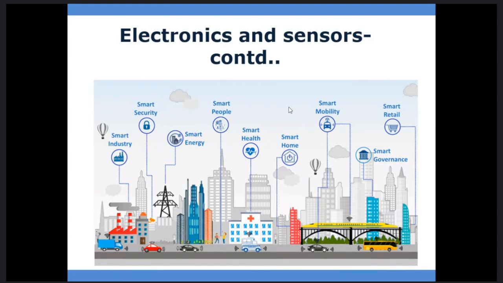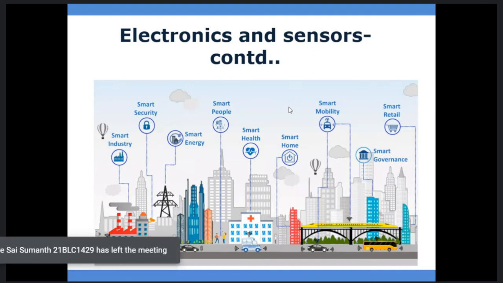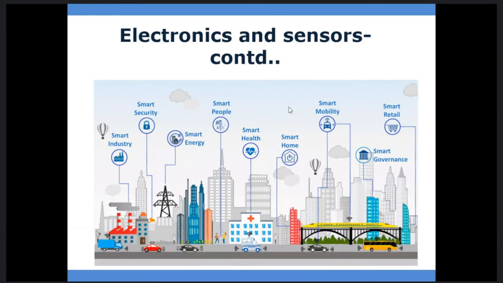Then smart people is related with patient health care, with the health status only, and smart energy. So these are the application areas. Even you can get the information. You guys are doing some projects like prepaid electricity meters, and it will give a message to your Android phone about how many units you have consumed. There are so many application areas, but designing the system is a very difficult task here.